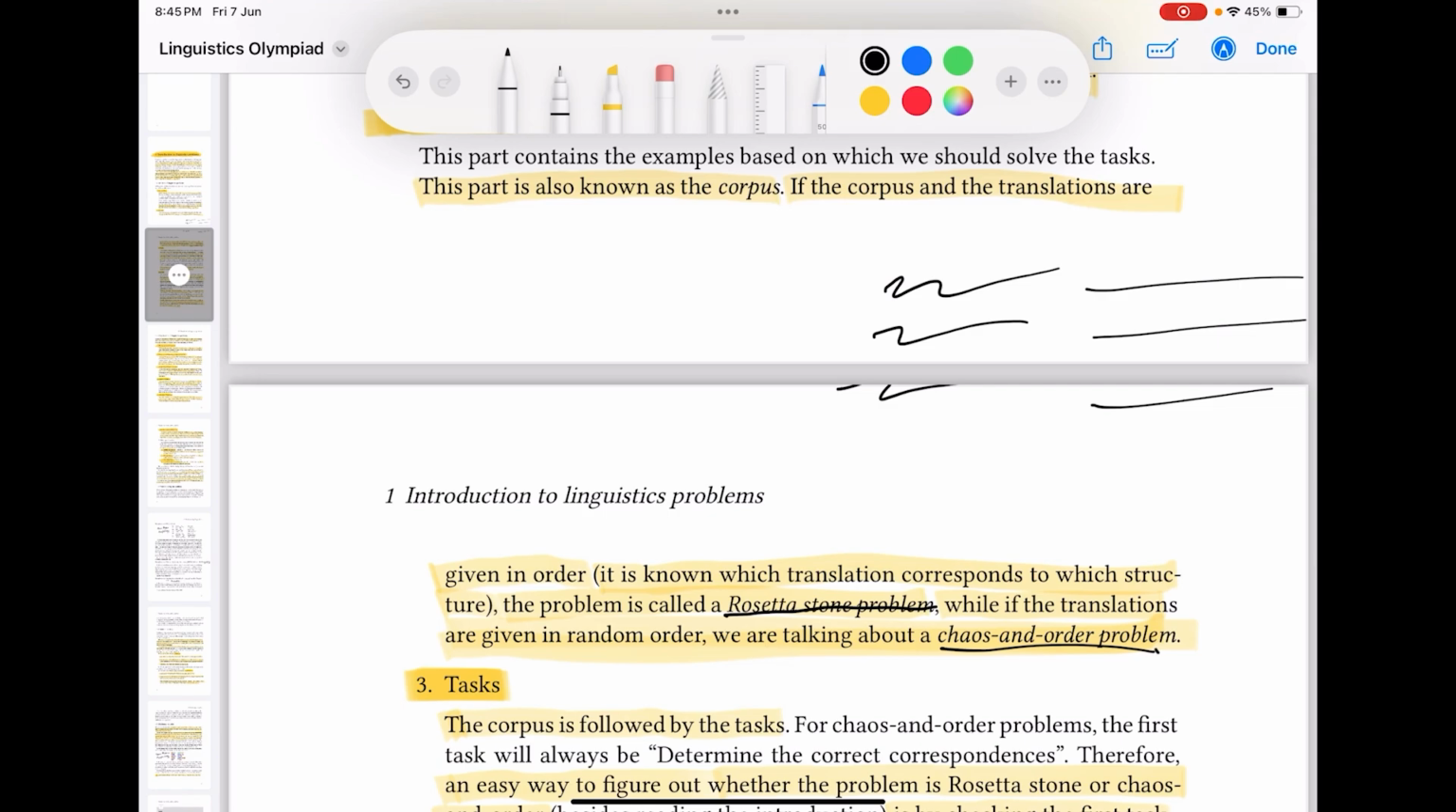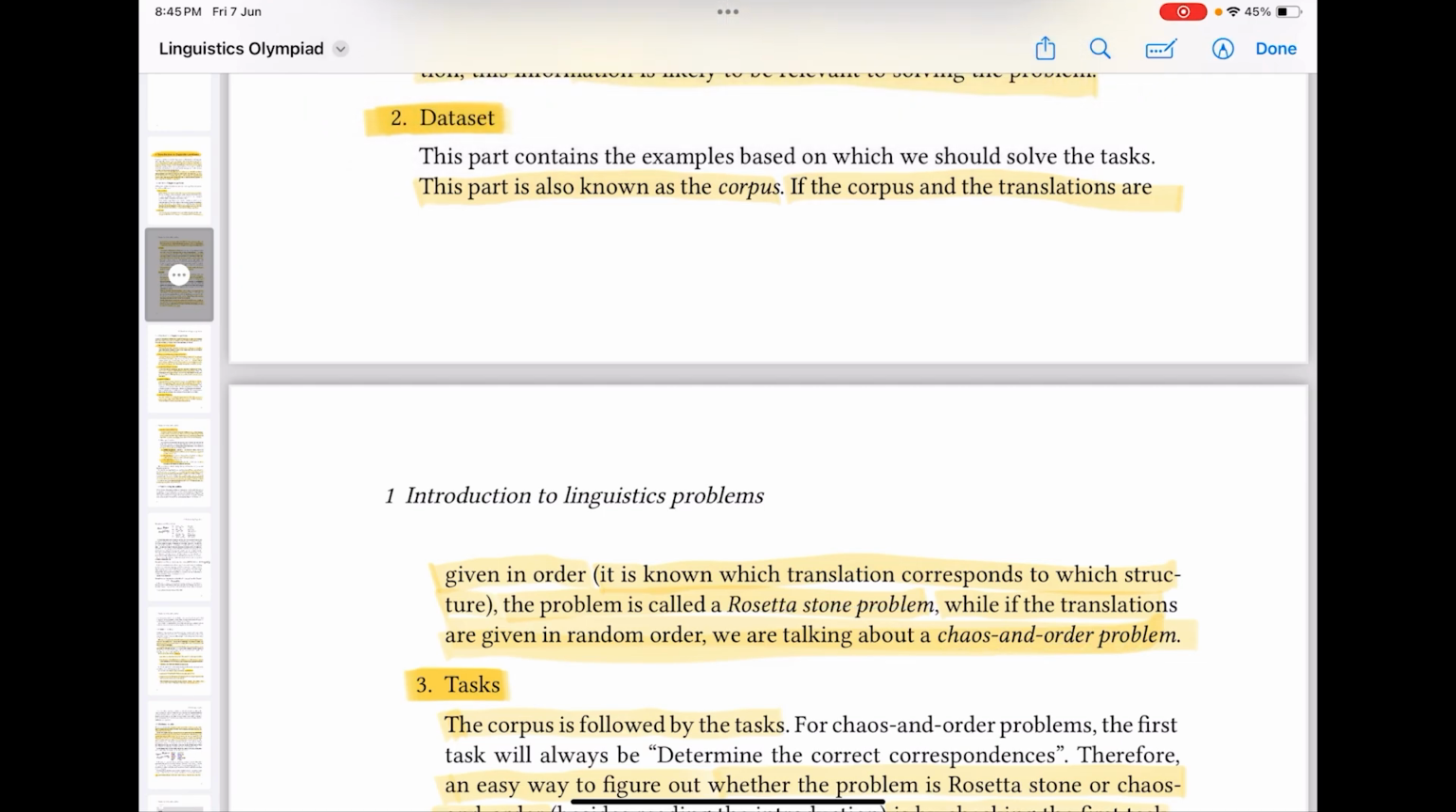Now, chaos and order is more like a matching problem when you get into solving. So this is something, and its translation might be either of these three, or this or this or this. These are the main two problems that are found in linguistic Olympiads. You'll get to know how to identify these kinds of problems as you go along with solving them. So don't worry about it right now.